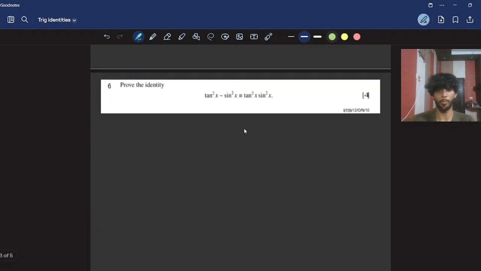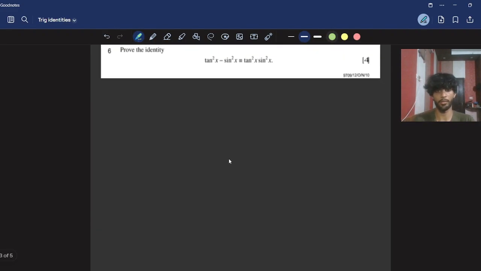Okay, now going on to part 6. Part 6 says tan squared x minus sine squared x. We need to show that this is equal to tan squared x sine squared x. Again, you can start off with the right side or left side. That's up to you. I'm going to start off with the right side. Usually when you get your AS level questions, they do sort of make the questions in a way that it's easier to start off and solve from the left-hand side as compared to the right-hand side. But that said, there's nothing wrong with doing it the other way around.